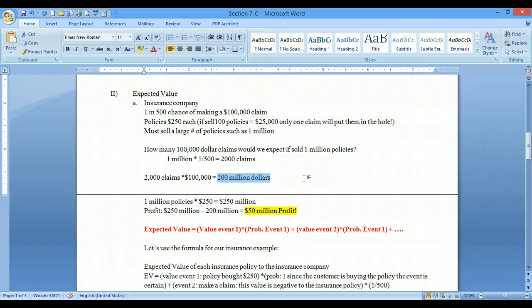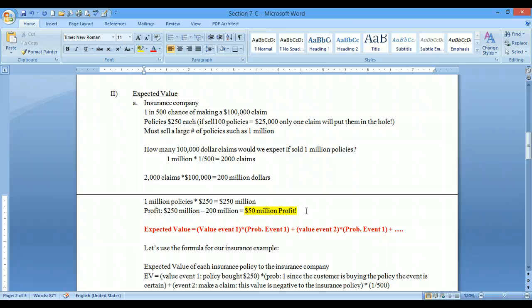So will that put them in the hole? Let's look at their profit. If we sell 1 million policies at $250 each, that's $250 million towards the insurance company. So 250 million minus the amount from the claims still ends up giving them a $50 million profit. That moves us to our formula for expected value.